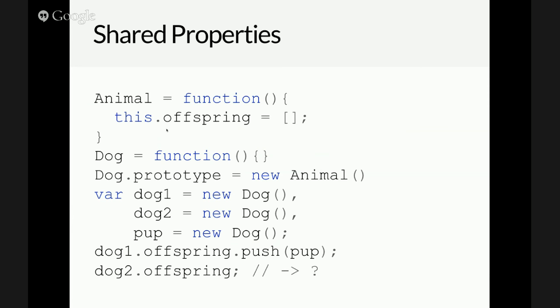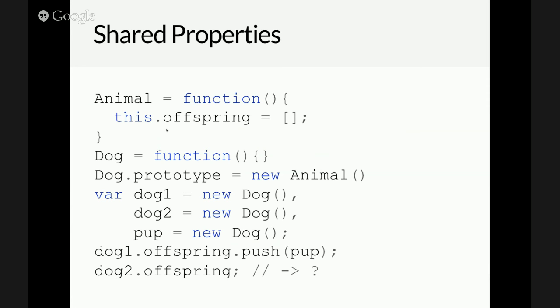And this is a really interesting third line here. We're going to say dog.prototype equals new animal. This might look a little weird. If you're familiar with JavaScript, you might have seen this before. Maybe you're not sure what it means yet. We're going to get really deep into this. And then we're going to create 3 dogs, dog1, dog2, and pup. These are all new dogs we've created. Dog1 will have offspring, because it's a dog and a dog is an animal. So we're going to say dog1.offspring.push(pup).